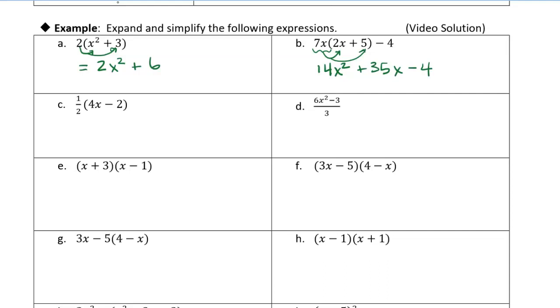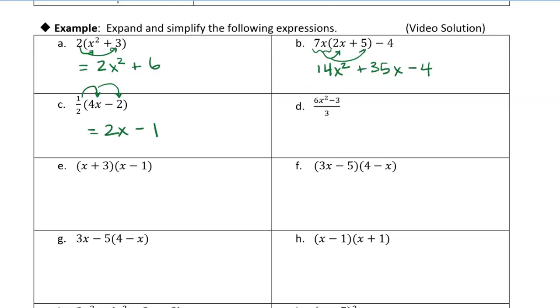All right, now here we have this, the number out front is a 1/2, but again, we're just going to distribute that 1/2. So I'm going to take 1/2 times 4x, which is 2x, and then 1/2 times a -2, which is a -1.